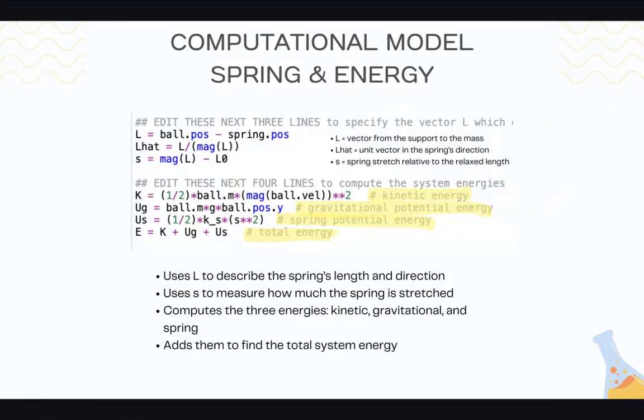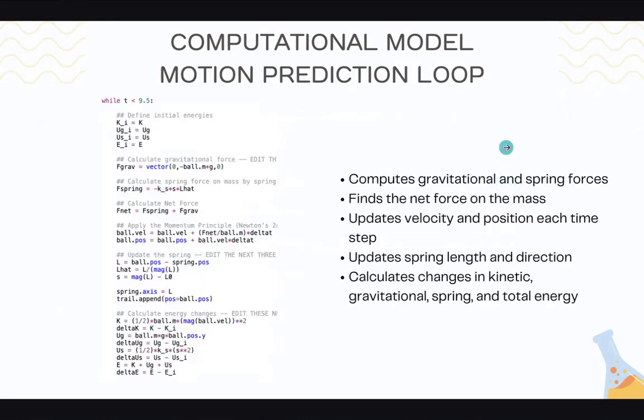And for the computational model, I first defined the spring geometry and the system energies. I used the vector L to describe the spring's length and direction, and I used s to measure how much the spring was stretched relative to its relaxed length. Then I calculated the kinetic energy, gravitational potential energy, and the spring potential energy and added them together to get the total system energy. And then after that, I created the motion prediction loop.